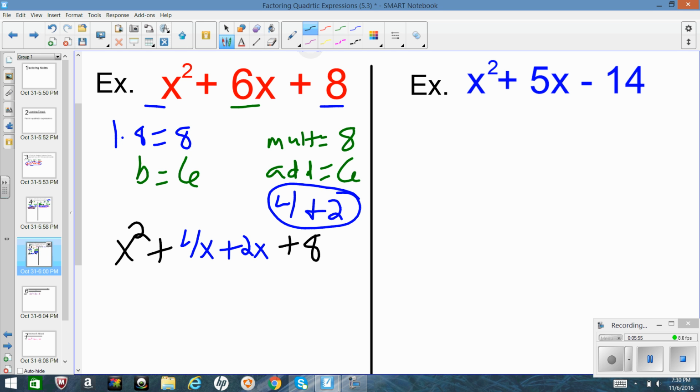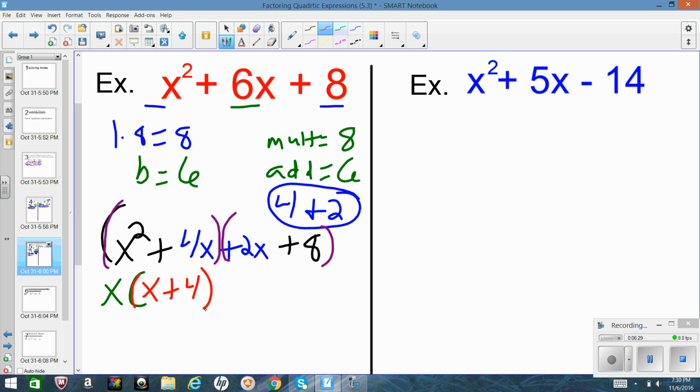So now I'm going to find the greatest common factor of the first two terms, and I'm going to find the greatest common factor of the last two terms. So the first two terms, what they have in common is an x. So I'm going to factor out an x from each of them. If I take out an x from x squared, I have an x. If I take out an x from 4, I have a 4. So I have x in parentheses, x plus 4.